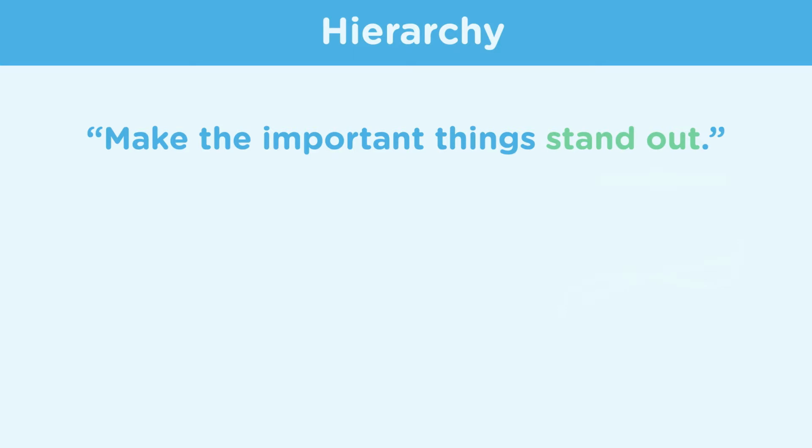So hierarchy is a way to organize the information in order to make the most important things stand out. So in this example, we have a sentence that says, make the important things stand out. And we have stand out highlighted in green because we want to emphasize those words. So what we have to do is make sure that those are bigger than the rest.